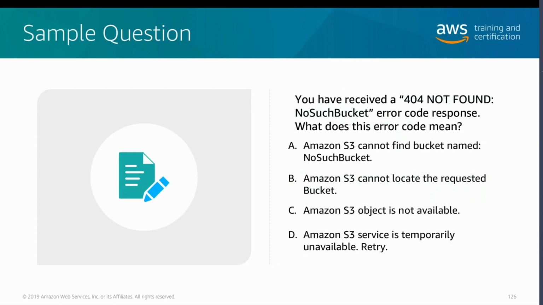And let's see here. I think I have just a couple more. Here we go. You received a 404 not found, no such bucket error code. What does this mean? So does that mean that S3 can't find a bucket named no such bucket, or S3 can't locate the requested bucket? That's better. Not that the object's not available or the S3 service is not available, it just couldn't find the bucket that you were doing the retrieval on.